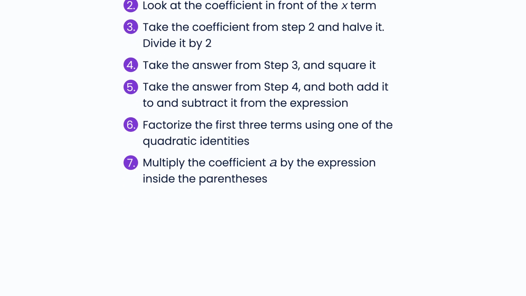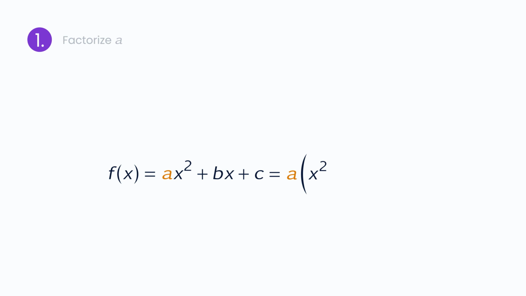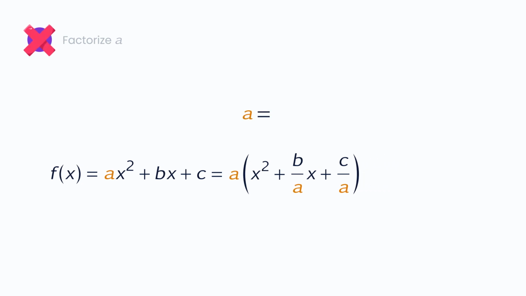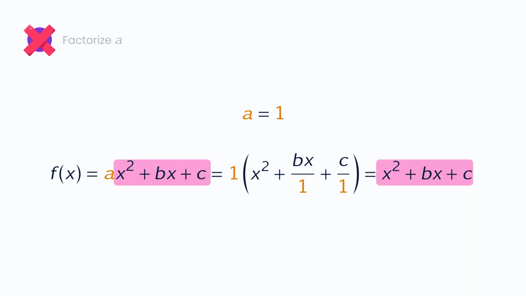Let's look at using the method for the quadratic function f(x) = ax² + bx + c. Start with step 1. You factor out the coefficient a, rewriting the expression in the form a(x² + (b/a)x + c/a). This step can be ignored in cases where a = 1.